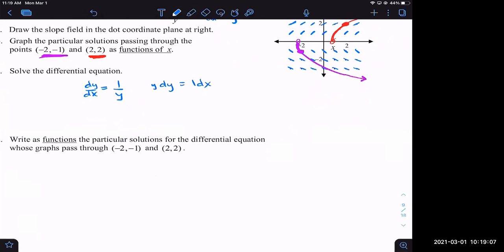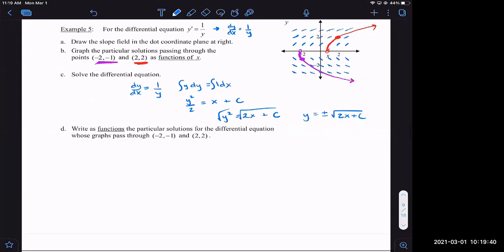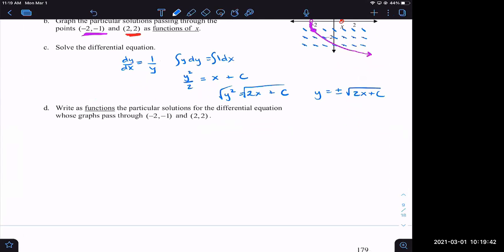So I separate the variables. Then I integrate each side, or take the antiderivative. The antiderivative of y is y squared over 2. The antiderivative of 1 is x plus c. We're going to get y by itself. So I would multiply by 2. If I multiply by 2, I'd have y squared equals 2x plus 2 times a constant, but that's still just a constant. I'll take the square root. So I get y equals plus or minus the square root of 2x plus c. So right now I have to leave it as a plus or minus until I'm given a point to help us decide which one it is.